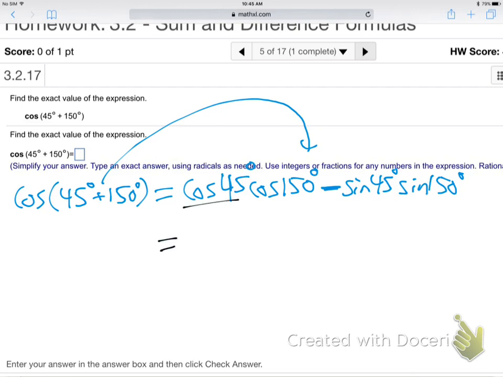So the 45 is easy. That's root 2 over 2. Same thing with the sine. Those are medium. You know those are medium. Now do the cosine and the sine of 150. So draw 150 degrees, unit circle. Right, we've done that before. That was back on exam 1. So draw a 150 degree angle on the unit circle.